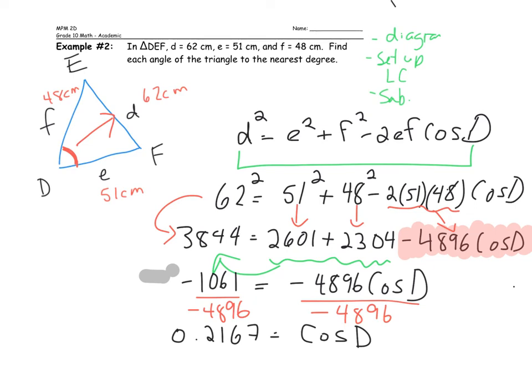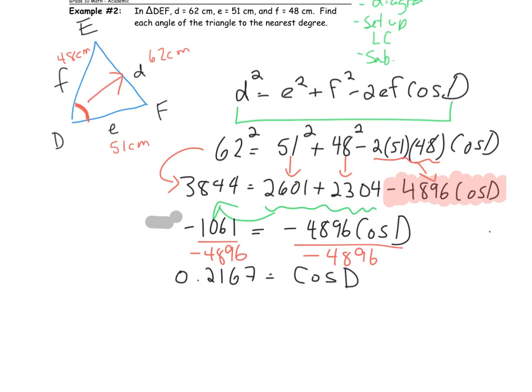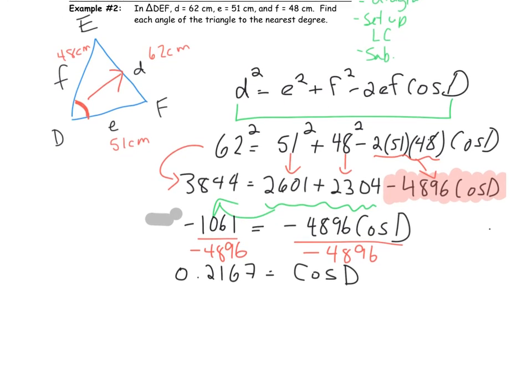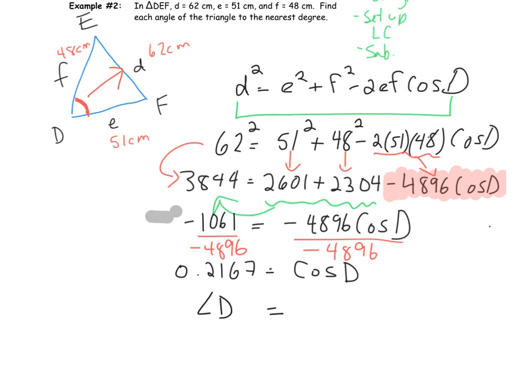At this point, I have to use my technique for solving for angles, which is to use the cos to the negative 1 function. So that is what I'm going to do. I know that angle D is equal to cos to the negative 1, that inverse operation, of 0.2167. And when I do that, I get 77.77 degrees. So there we have it. I like to fill in my diagram as I go, just so I'm keeping track of what I know. So I know now that this angle right here is 77 degrees.